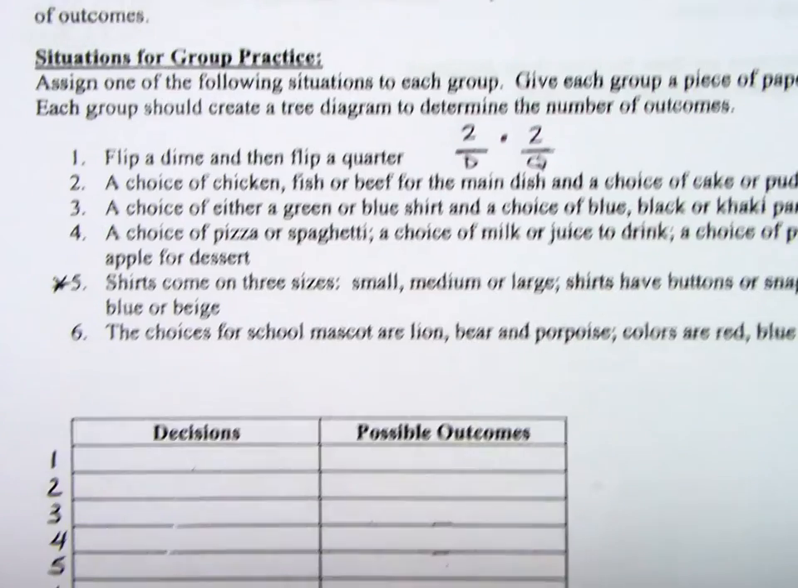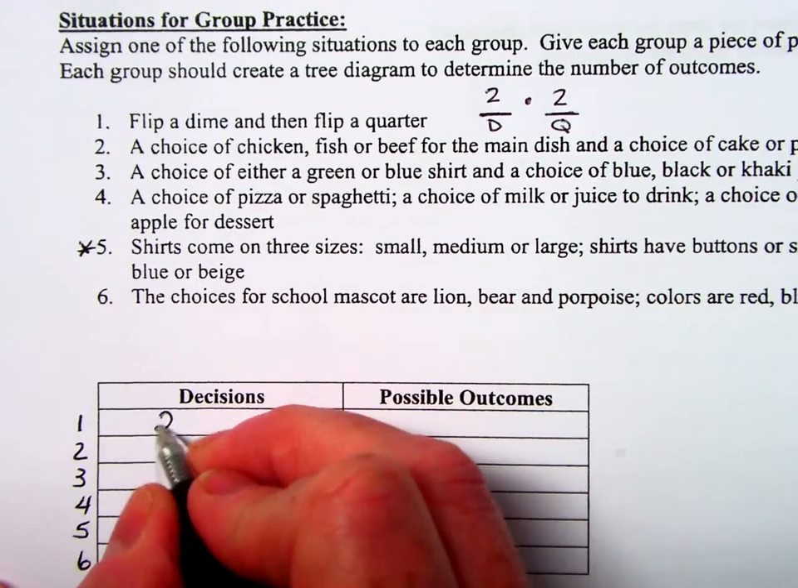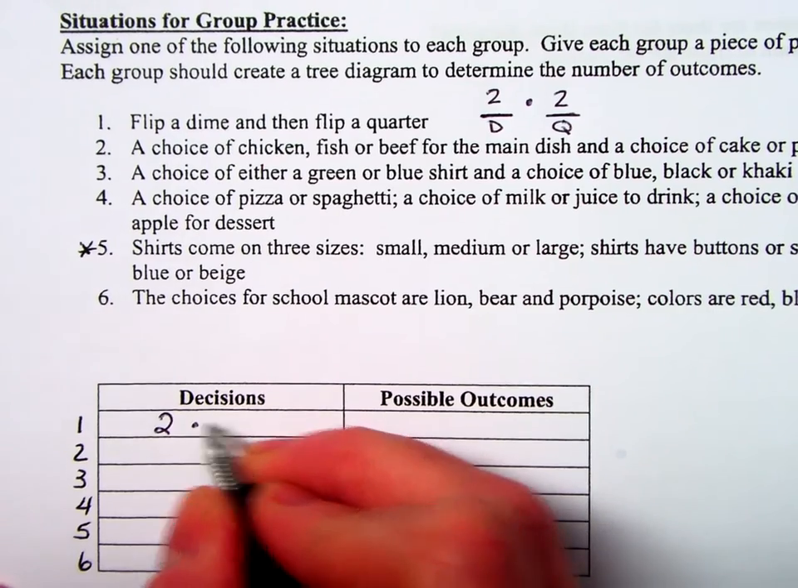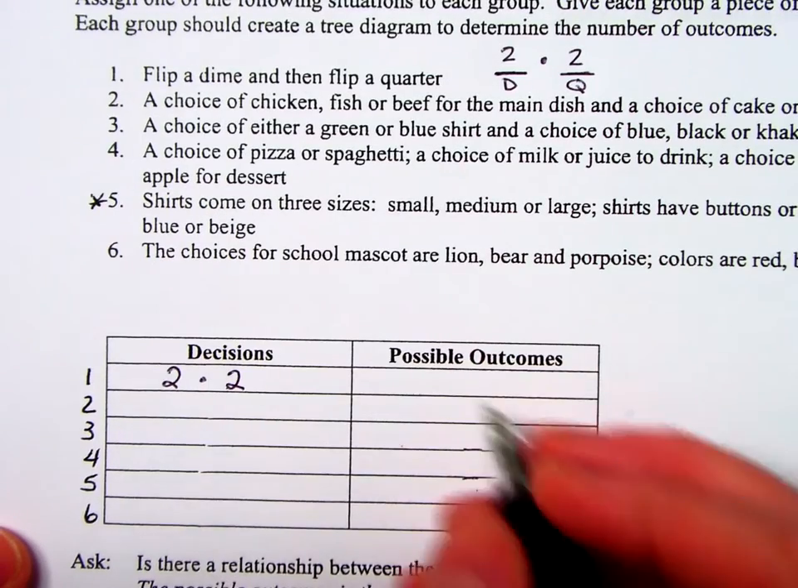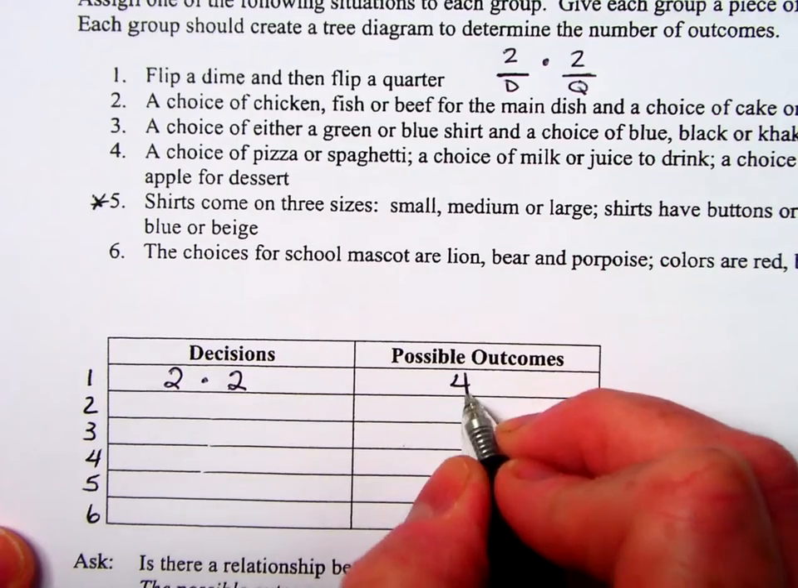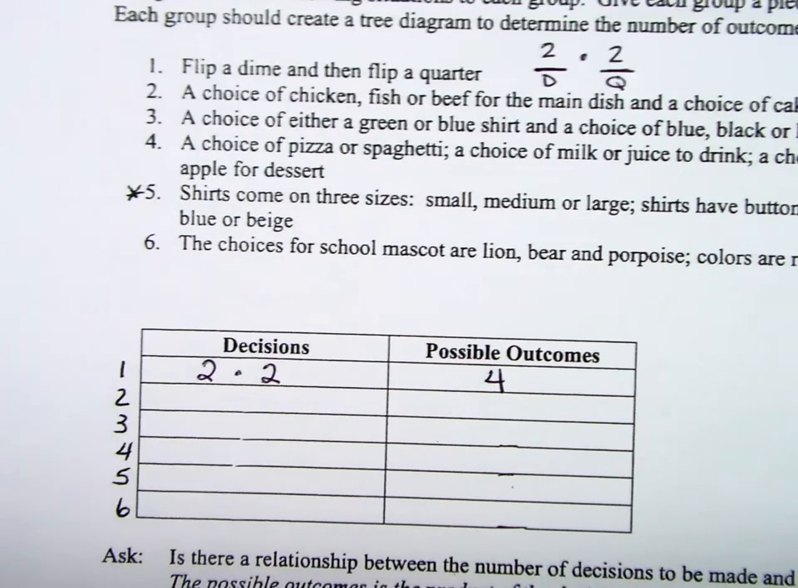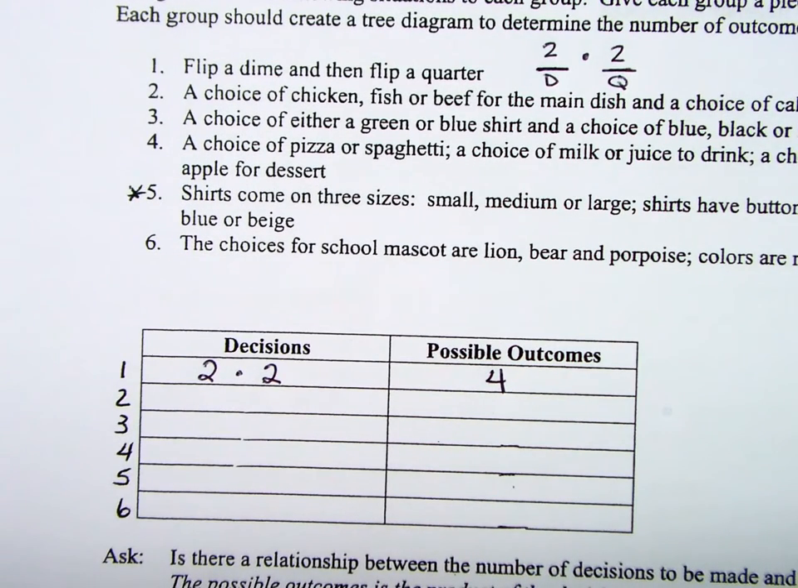So in this table down here, you could put there were 2 coins to start with times the 2 outcomes from each coin gives you a total of 4 possible outcomes in the end. Is that okay with everybody? Does that make sense? Okay.